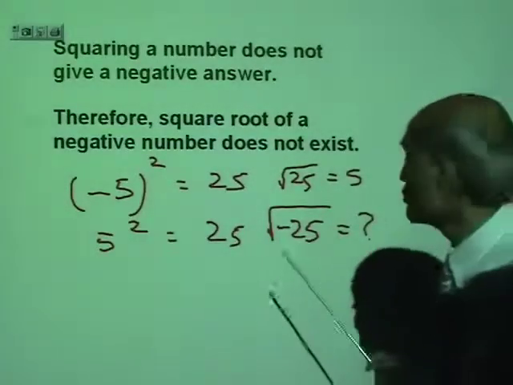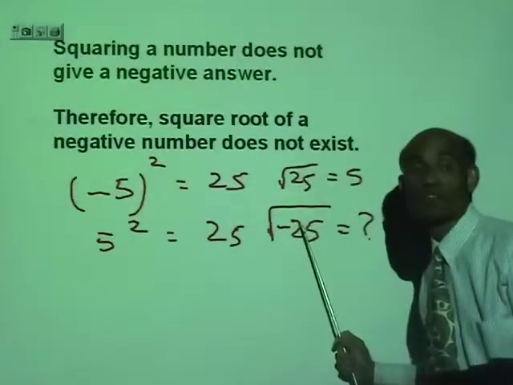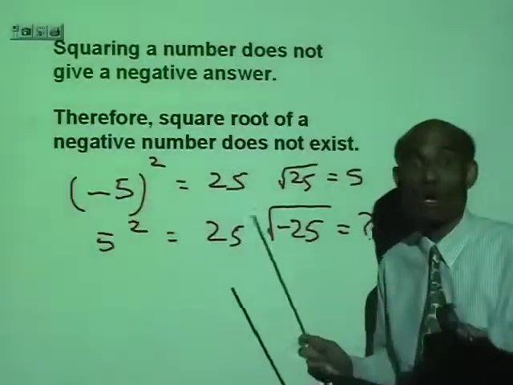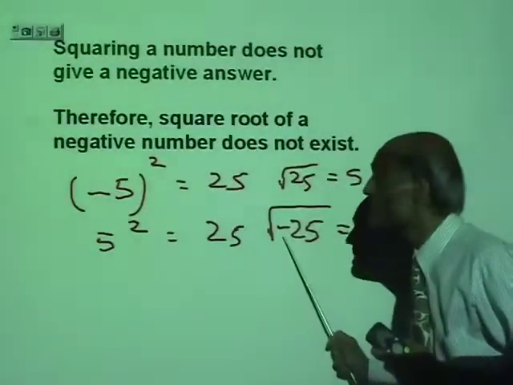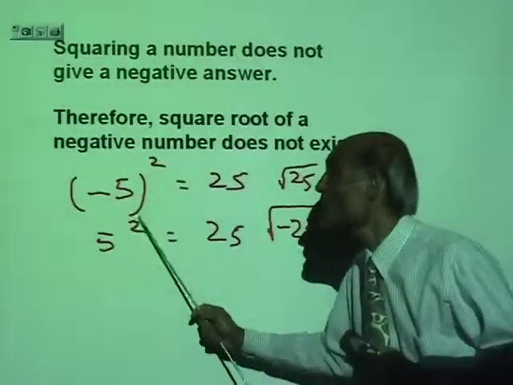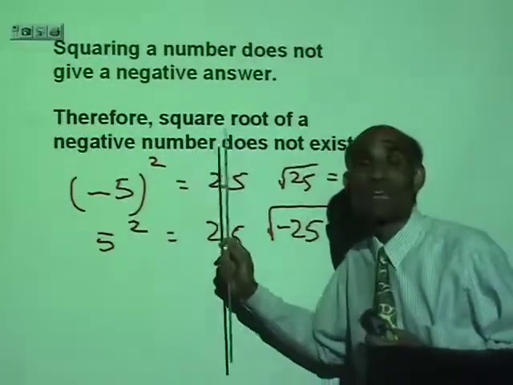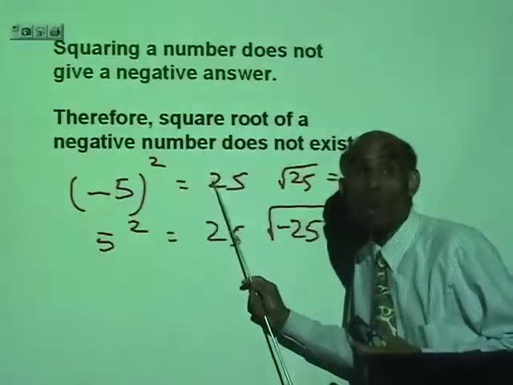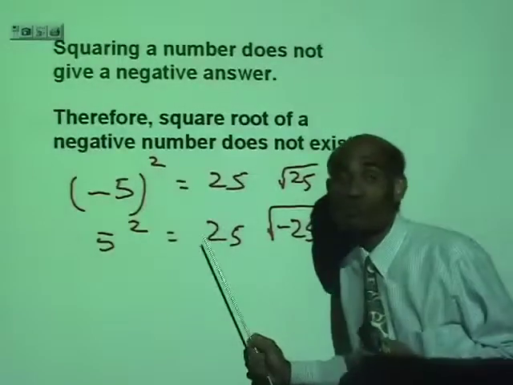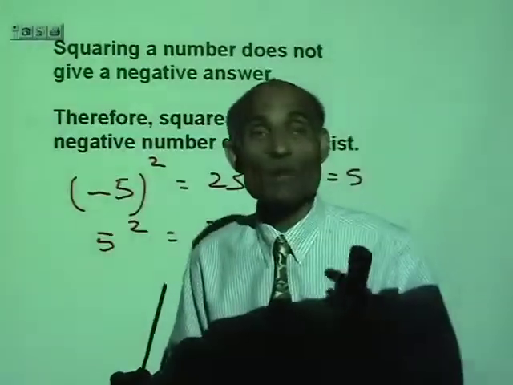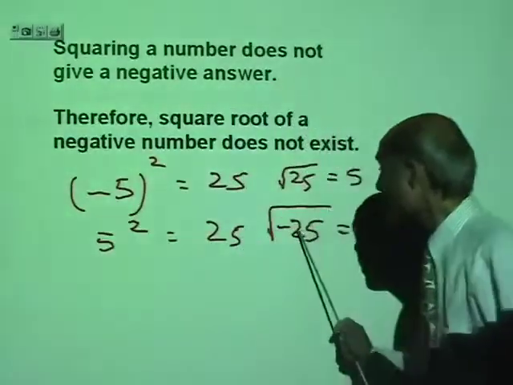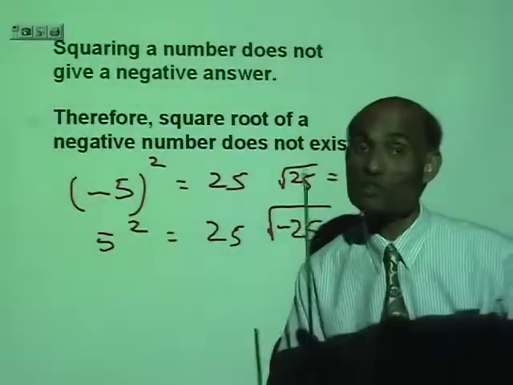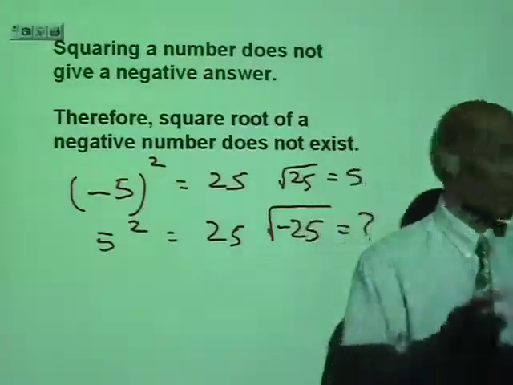Now, there is no meaning for this. Square root of a negative number is not defined. Why? Because you cannot produce a negative number by raising anything to power 2. When you raise any number, whether positive or negative, to power 2, it will always be positive. So square root can only be taken for a positive number. You cannot take the square root of a negative number. But this is not true for cube root. Alright, watch this.